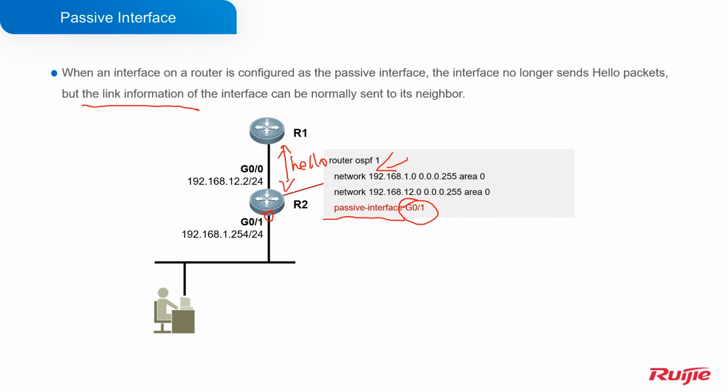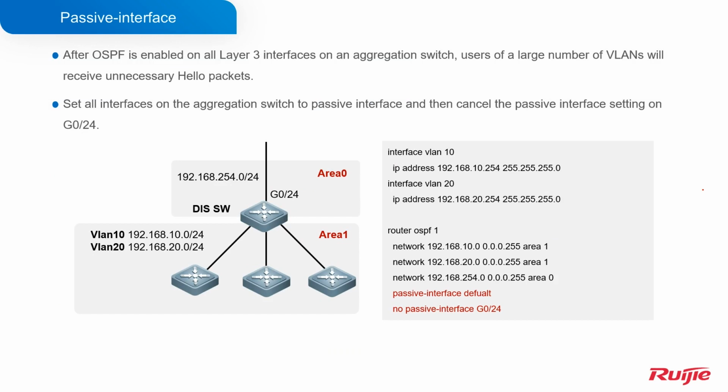Okay, so for the next page. For this example, we can see here is an aggregation switch, right? And we add these interfaces into OSPF, right? After we configure all the interfaces into OSPF, every interface will receive many hello packets, right? So for the access switch, we don't want this switch to receive the hello packet from the aggregation switch. We can set this interface, this interface, this interface, this interface to be the passive interface, right?